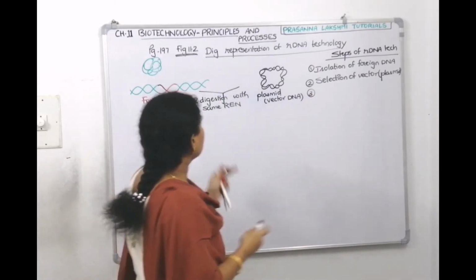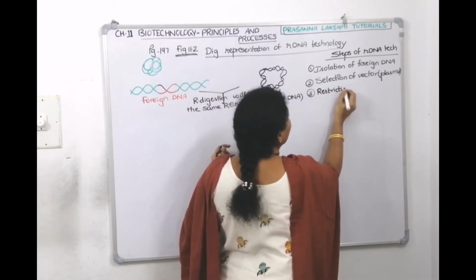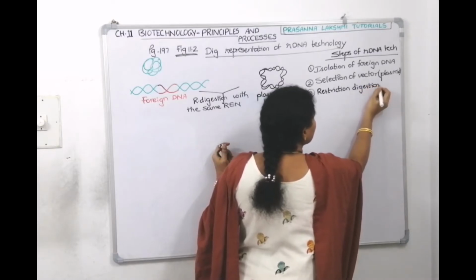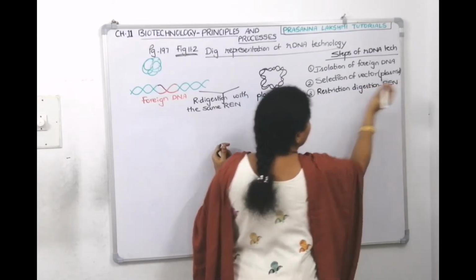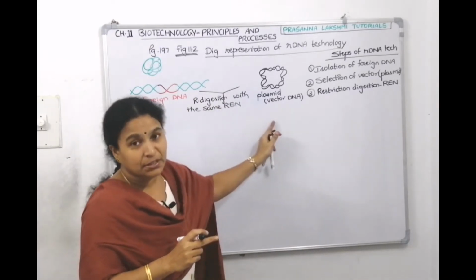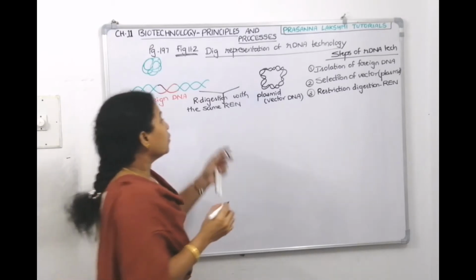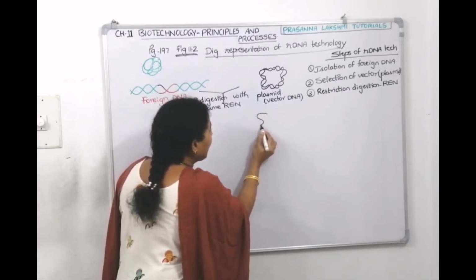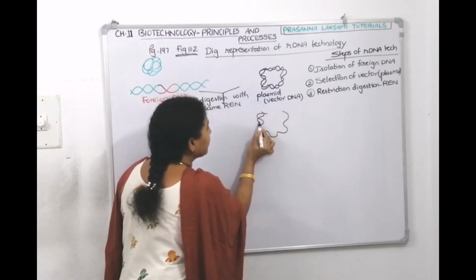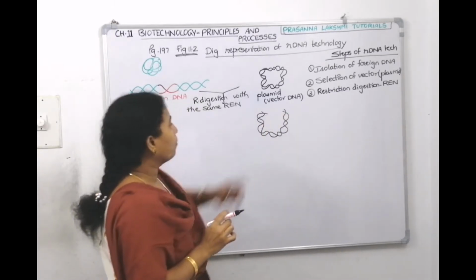So, what is the third step? The third step is restriction digestion. With what are you doing restriction digestion? With restriction endonucleases. So, restriction digestion of the desired DNA as well as the vector DNA with the same restriction enzyme. So, when you do it, how do you get it? The plasmid DNA, when you digest it, will open in this manner. When you cut it with the restriction enzyme, it opened like this.